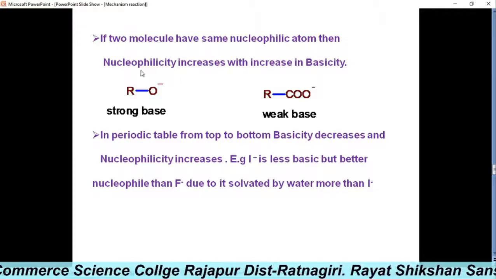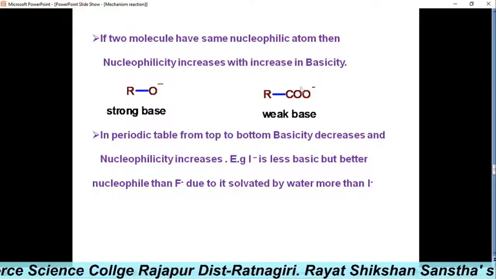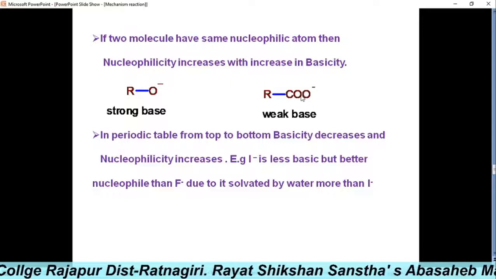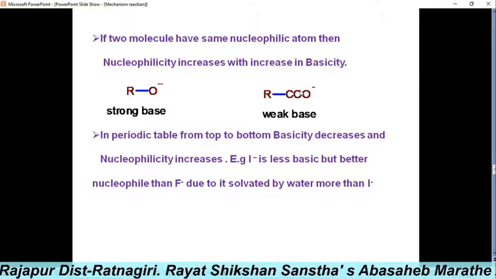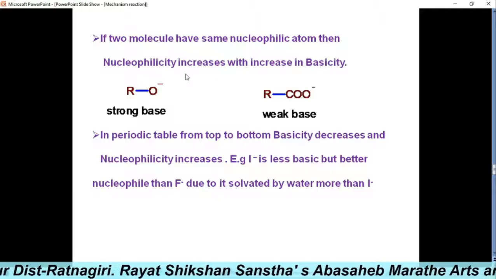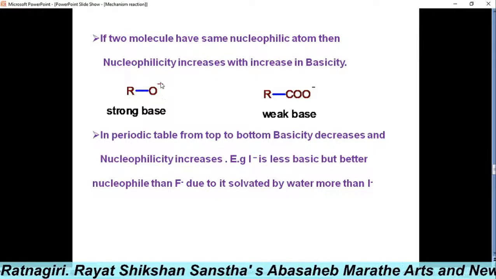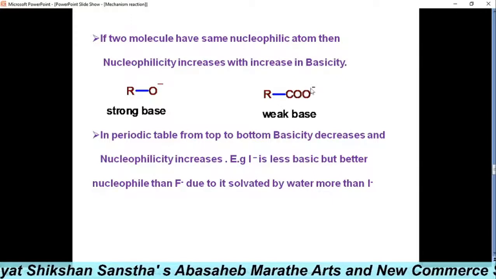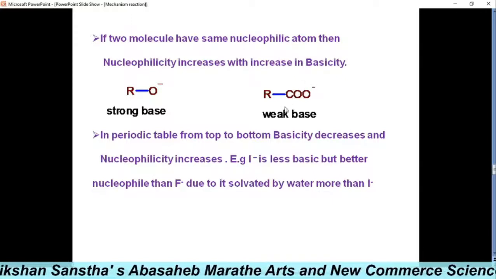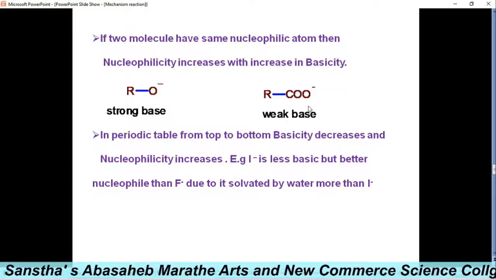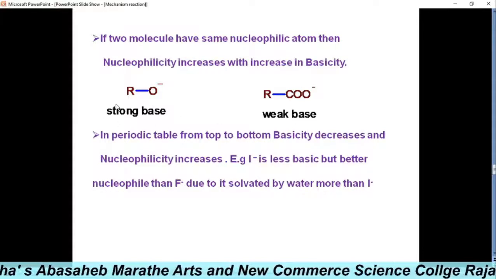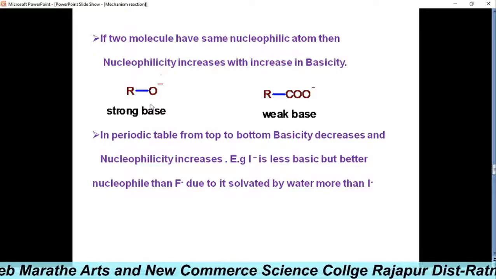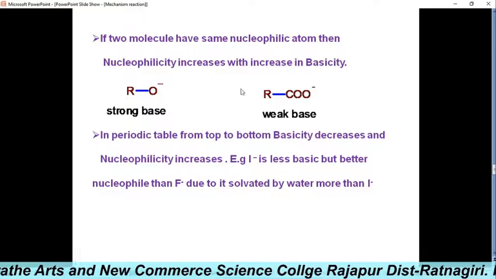So which is the stronger base and which is the weaker base, we compare according to which negative charge is stabilized. We have seen that this negative charge is destabilized, but the negative charge on the oxygen is stabilized along with the carbonyl carbon, and therefore it is a weak base, and this one is a strong base, and therefore the nucleophilicity of that atom will be more than this.